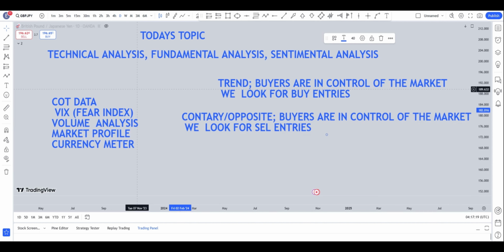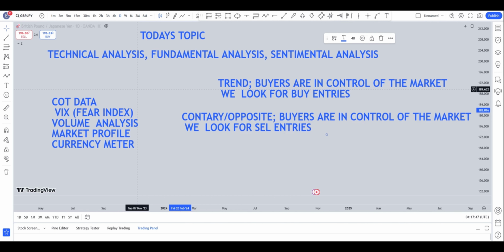You know that a currency cannot be traded individually, unlike stocks or indices. It has to be paired against another currency. So that's why we make use of things like the currency meter in sentimental analysis to determine the value and the strength of a currency. We need to combine three of these approaches to make a sound decision in the market. That is the technical analysis, the fundamental analysis, and the sentimental analysis.